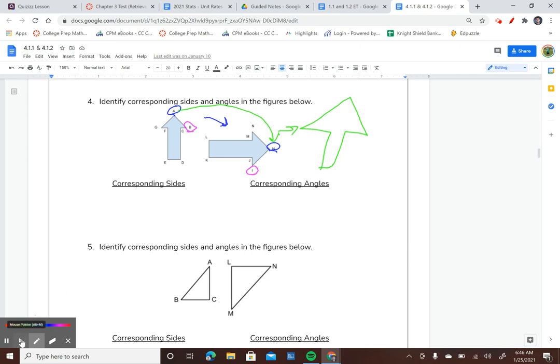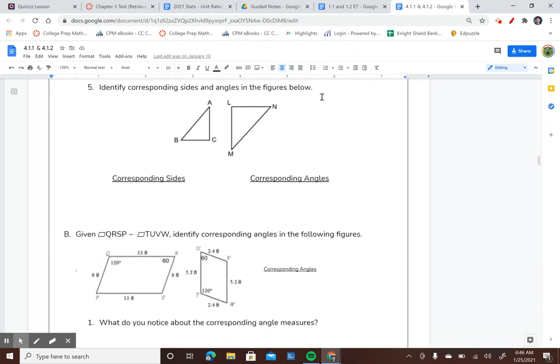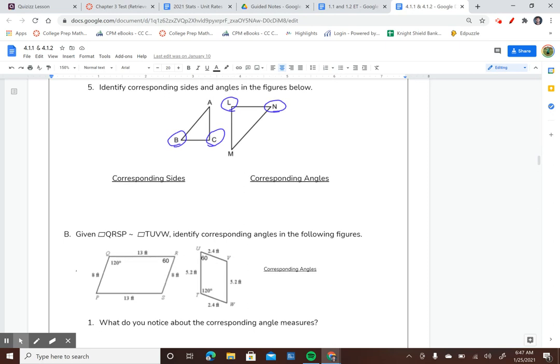And then again, you're going to put the corresponding sides, corresponding angles. Sometimes you'll have it like B, where it's really rotated. And so B over here would be with N over here. And C over here would be with L here. Okay. Or maybe that's not the case. Okay, you'd have to go through and see if that aligns if you were to rotate that triangle.